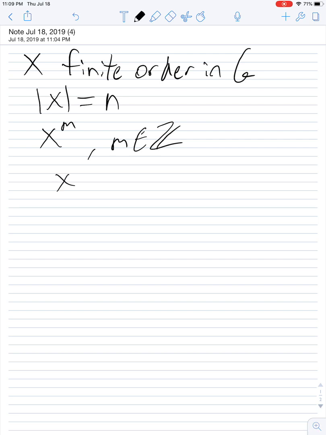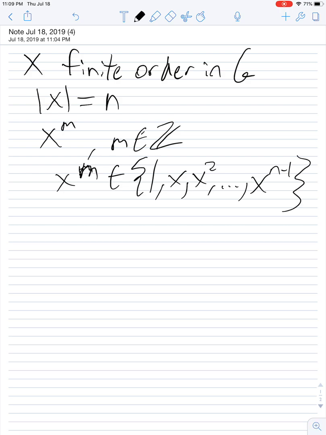is equal to one of these. So it's inside the set {1, x, x squared, up to x^(n-1)}. So we're going to show that it needs to be equal to one of those. Well, let's start out. Let's say we have x to the m.